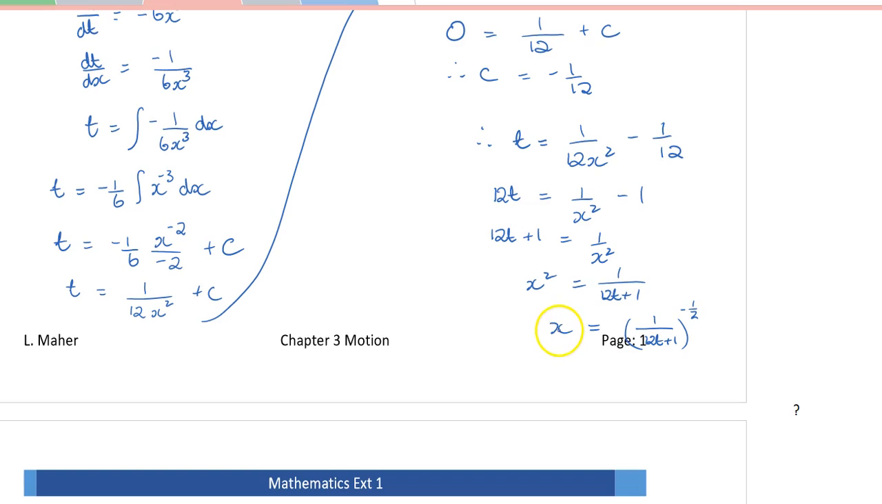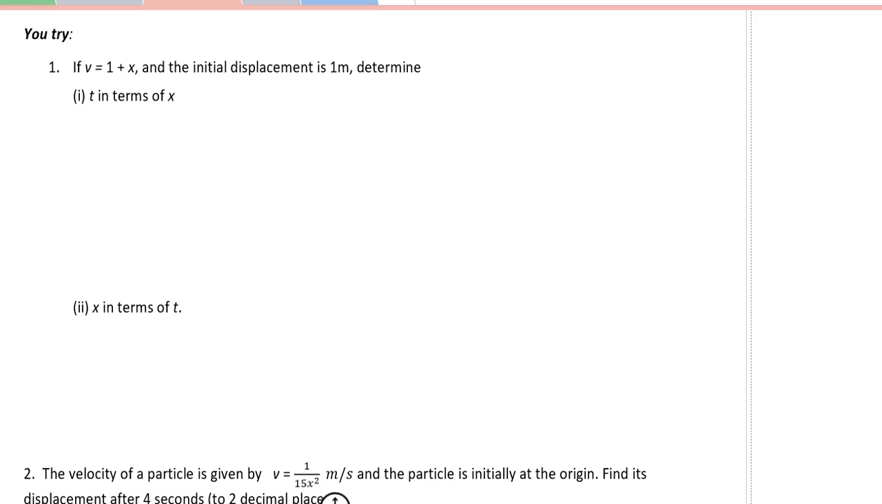Now that we've got an expression for displacement in terms of time, we can go back to our previous processes of differentiating to get velocity in terms of time and acceleration in terms of time. If you want to try this next example, then you could pause the video now, and I'll just continue on and write up the solution. If you would like to see how you went, then by all means, like I said, pause now.